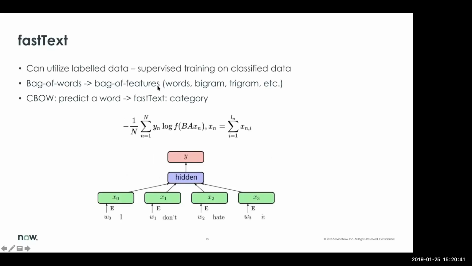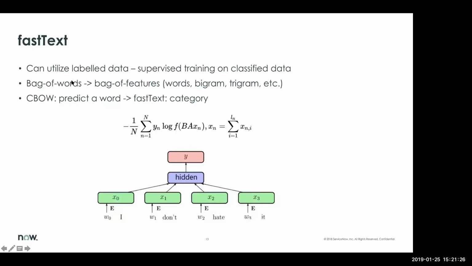Okay, next I will talk about fastText. The difference between it and word2vec and GloVe is that it can utilize labeled data, which is supervised training on classification data. The network structure is actually pretty similar to CBOW, but instead of predicting a word as in CBOW, fastText predicts the category. So we can say that it's a supervised task.